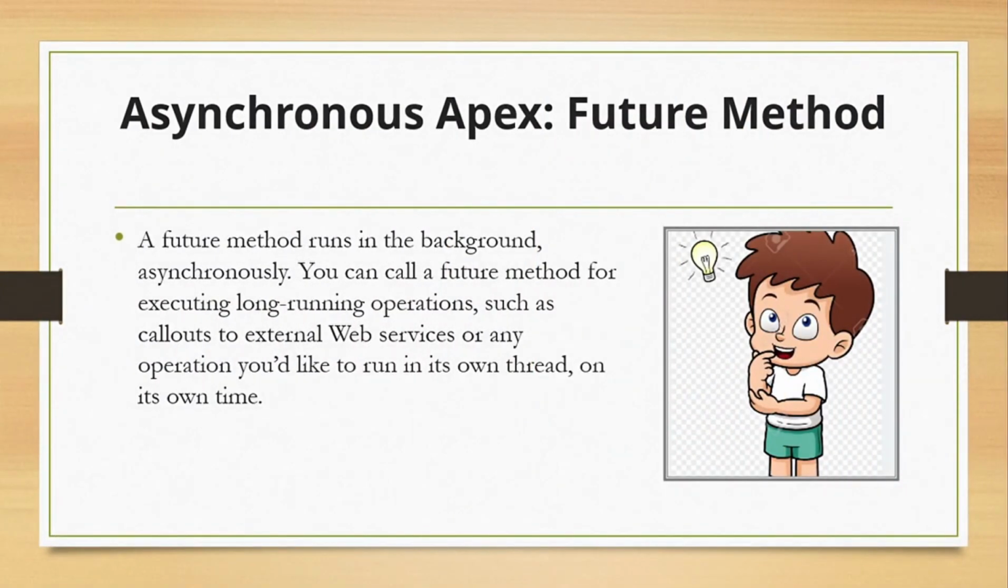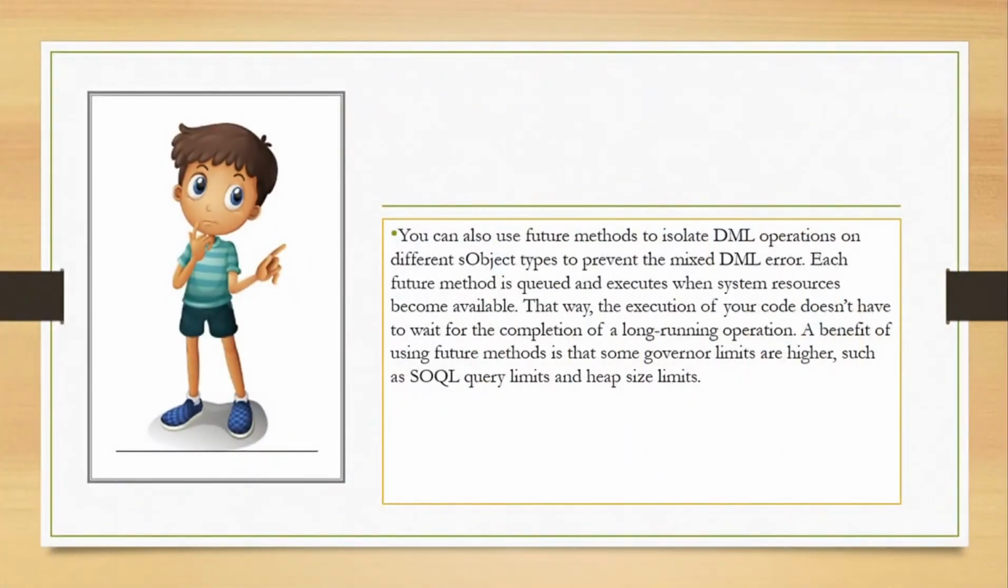Asynchronous Apex: future method. A future method runs in the background asynchronously. You can call a future method for executing long operations, such as callouts to external web services, or any operation you would like to run in its own thread, on its own time. You can also use future methods to isolate DML operations on different sObject types to prevent the mixed DML error.